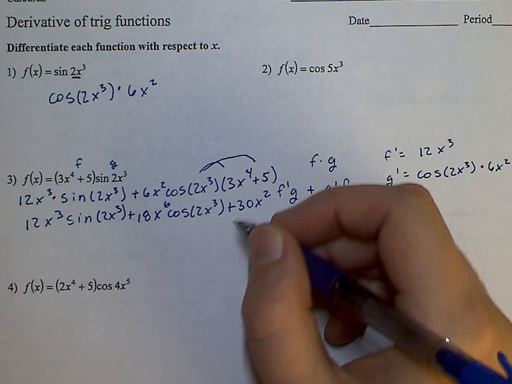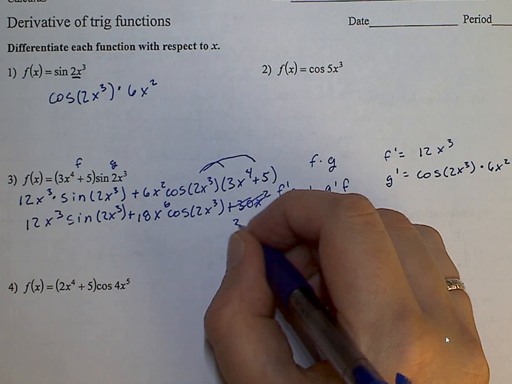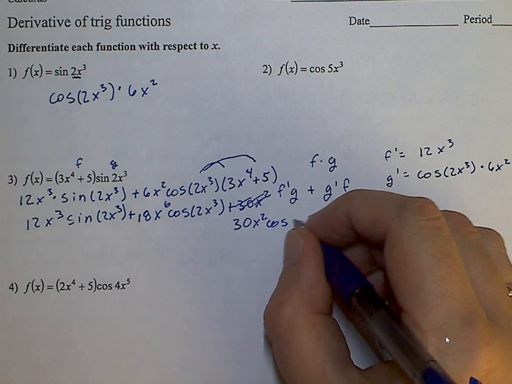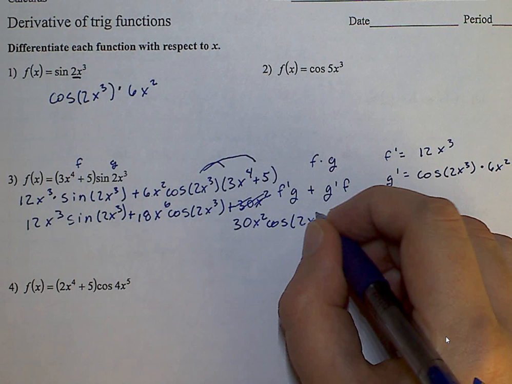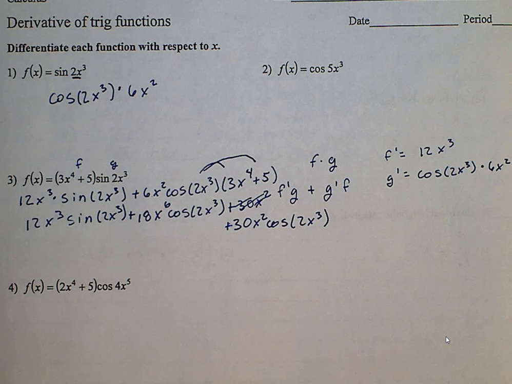Thank you. This should be 30x squared cosine parentheses 2x cubed. Thank you. Hey, you're right.